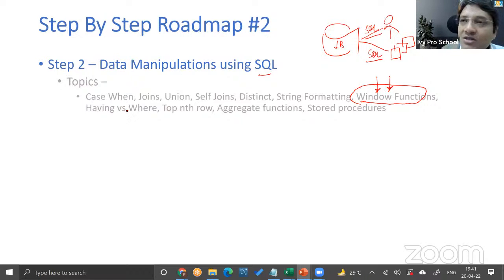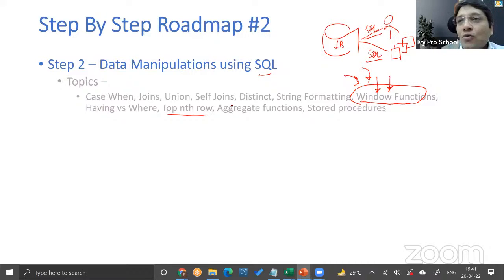See, we have students in Amazon, Flipkart, Oyo. All these companies have at least one or two dedicated rounds in SQL, where they specifically ask about window functions. Very important. Having versus where, I don't know for how many years this question has been going. Top and at the row, again, one of the sets of questions which has been going on for years.